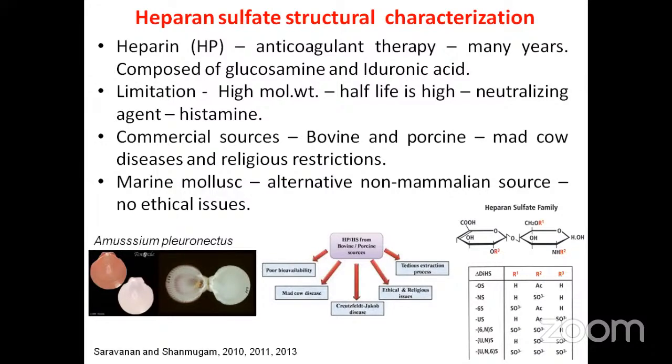So with this, we concentrated on non-mammalian sources in the form of marine mollusk, and the animal we have taken for isolation of heparan sulfate is represented here. The scientific name is Amusium pleuronectes. In local terminology, we can say it is moon scallop or sun scallop. This is the dorsal view and the ventral view.